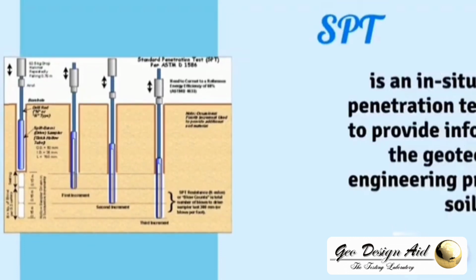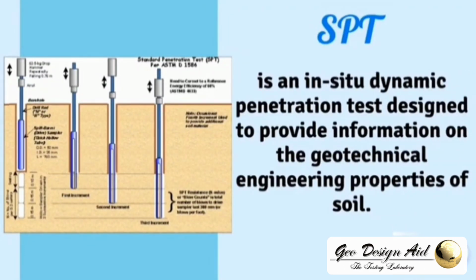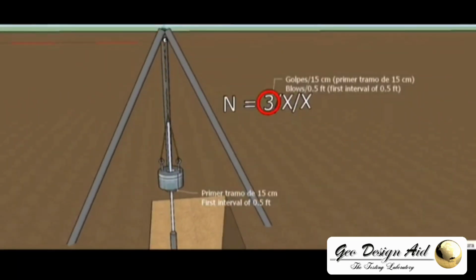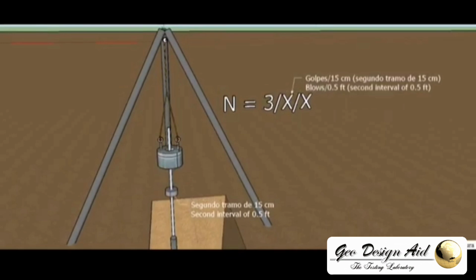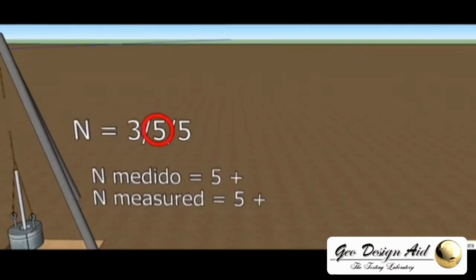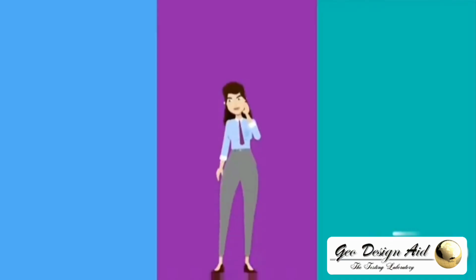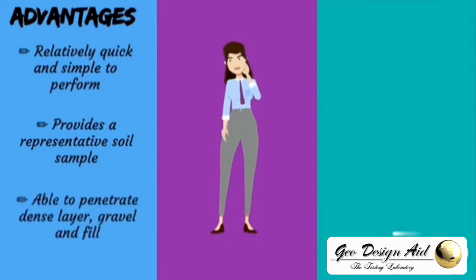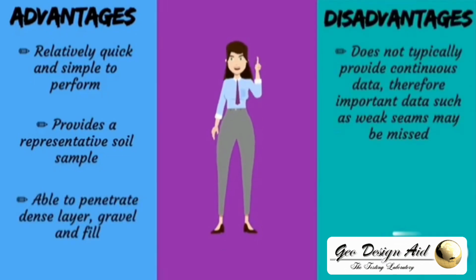Standard penetration test is an in-situ dynamic penetration test designed to provide information on the geotechnical engineering properties of soil. The test is conducted in a borehole by means of a standard split spoon sampler. Once the drilling is done to the desired depth, the drilling tool is removed and the sampler is placed inside the borehole. The number of blows of the hammer required to drive a depth of 150 mm is counted. These are the advantages and disadvantages of the standard penetration test.